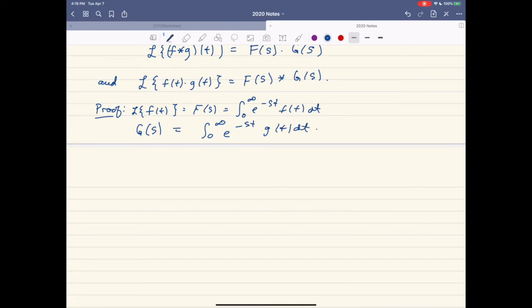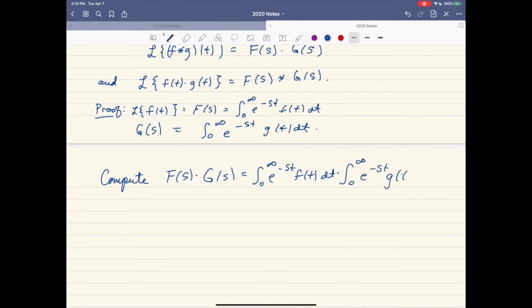And so what we're going to do is I'm going to attack this from reverse, basically. And I want to compute first the product of capital F and capital G. So I'm going to first compute that product. And this is going to be the product of those two integrals, the integral from 0 to infinity, e to the negative st, f of t dt, times the integral from 0 to infinity, e to the negative st, g of t dt. All right.